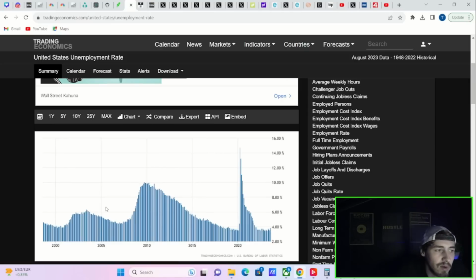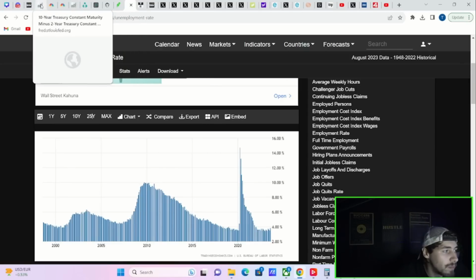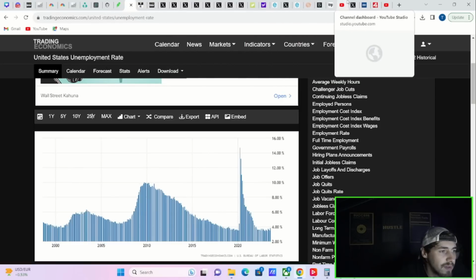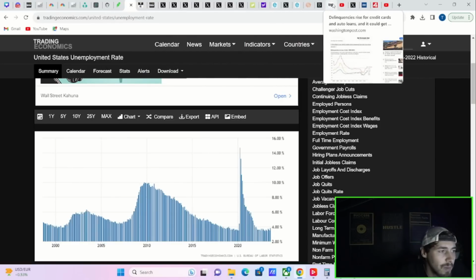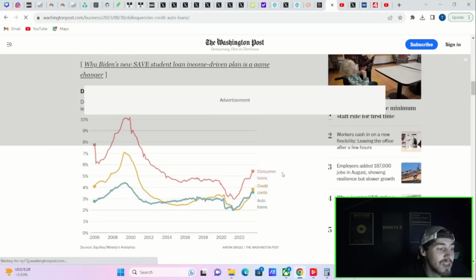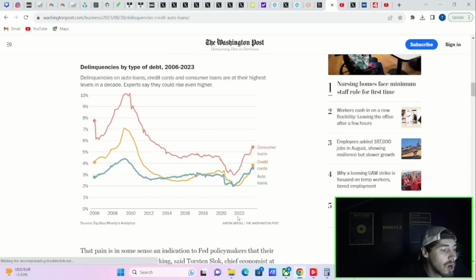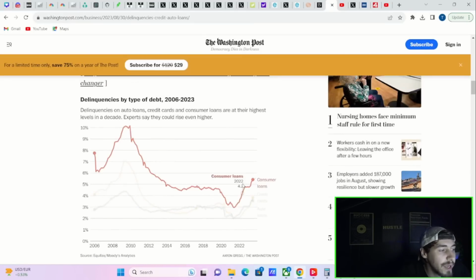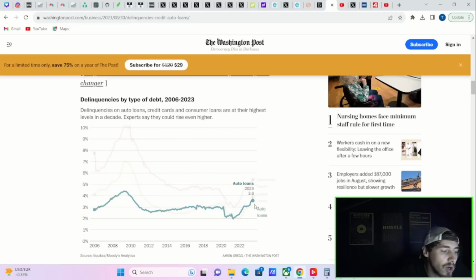And this is kind of what is scary about the next data point that I'm going to show you. The next data point is the personal savings rate. I believe I covered that in the last video, but check this out. These are delinquency rates from 2006 through 2023. Consumer loans at 5.4%. During the Great Financial Crisis, this was at a 10.1% delinquency rate, so not nearly as bad as what we've seen then. Take a look at auto loans.